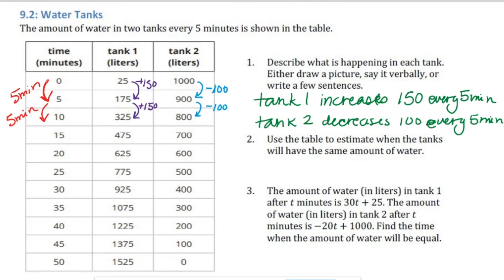Number 2, use the table to estimate when the tanks will have the same amount of water. So take a minute and compare tank 1 and 2 and see if you can figure out, we don't need an exact number, we just want an estimate. So can you estimate around when they are going to have the same amount of water? So push pause and take a second, and I want to see if you can figure out about when that's going to happen.